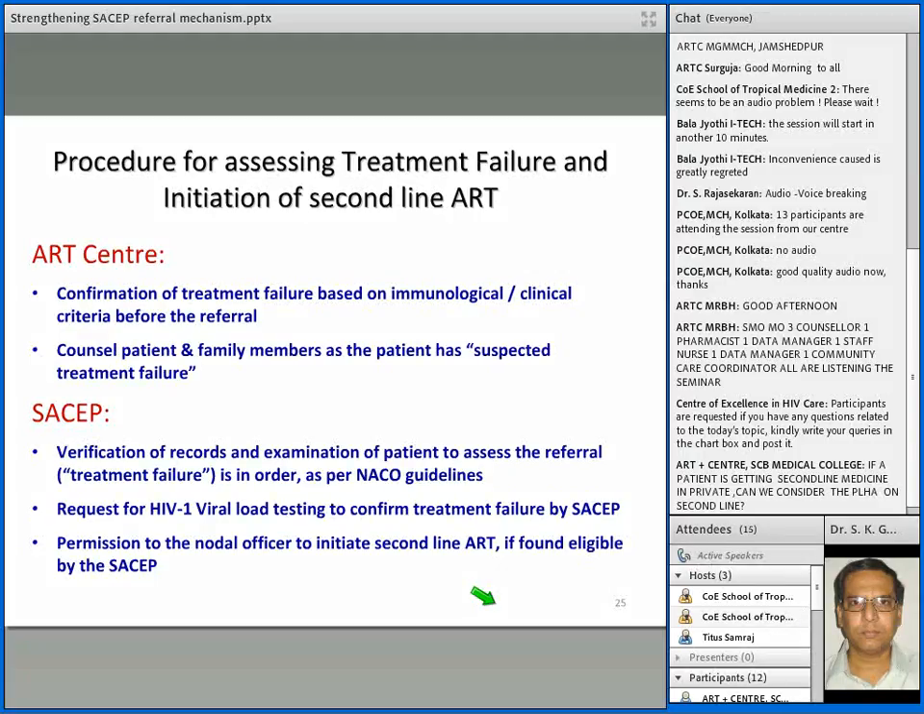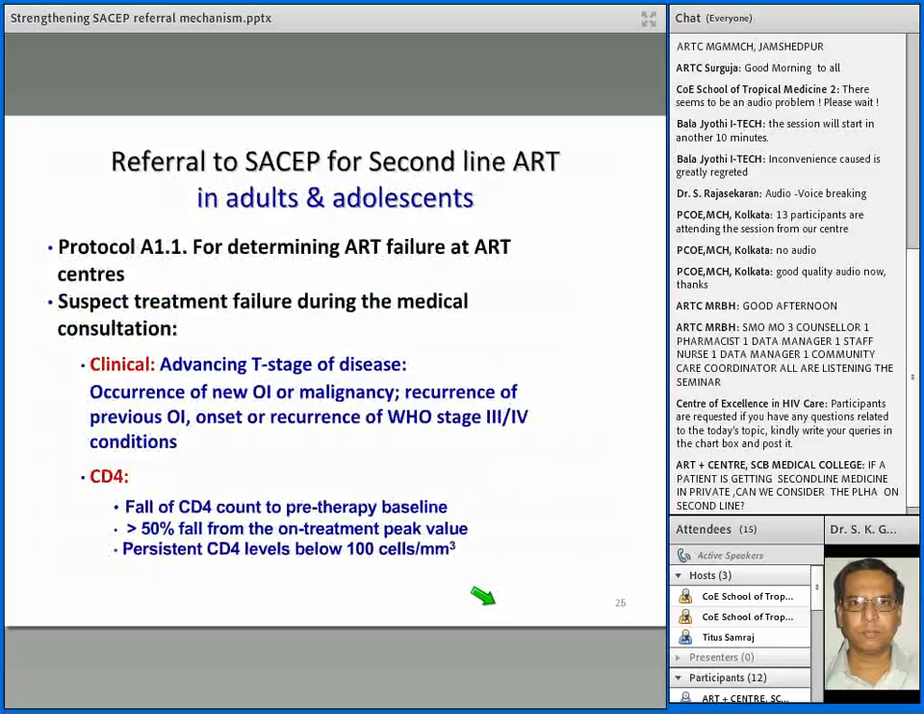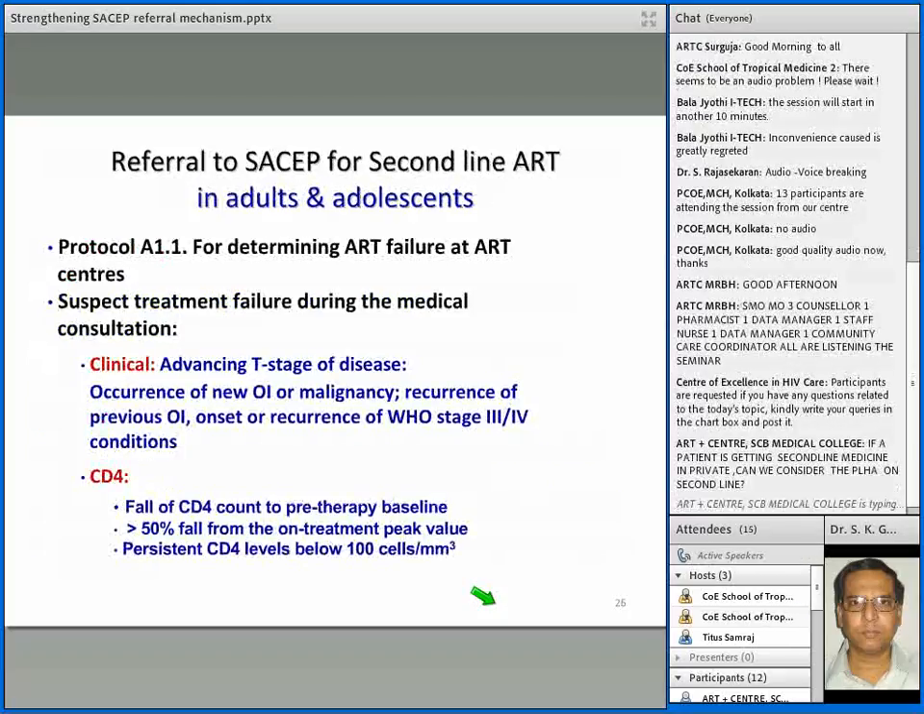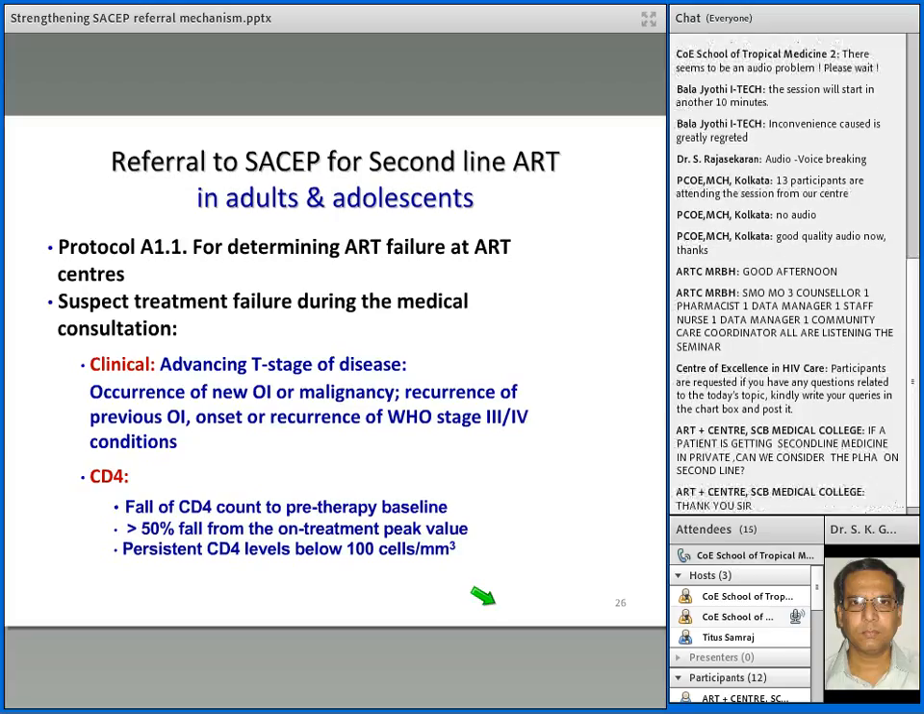Now move to the next slide. What is needed at the ART center level? If you look into the ART center guideline, you'll find protocol A 1.1. It's a very important protocol where you actually determine the ART failure among patients who attend ART centers. So, suspect treatment failure during the medical consultation on each clinic visit. This is important. Whenever the patient comes to your clinic, you need to think about treatment failure. And how do you suspect?